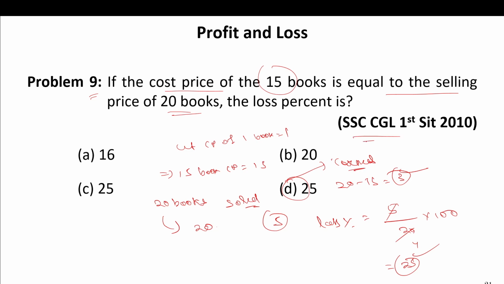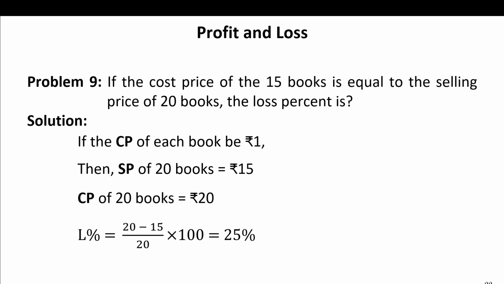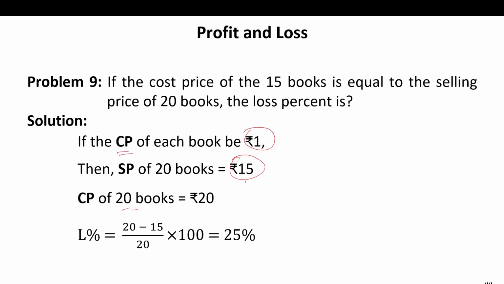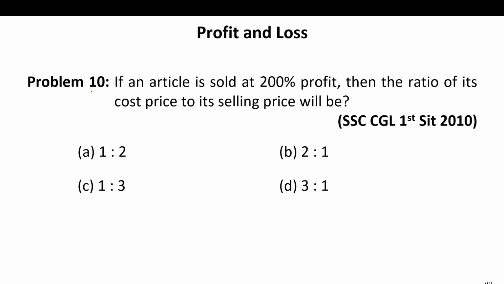So this question has appeared in SSC CGL first sitting 2010 paper. Okay. So as you can see here, if CP of one book is 1 rupee, then SP of 20 books will be what? 15 rupees. Okay. But CP of 15 books will be 15 rupees. So CP of 20 books will be this much. So loss percentage is equal to this much, that is 5 by 20 into 100. This is equal to nothing but 25%. Okay. So let's see problem number 10.